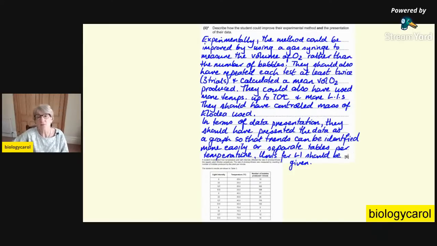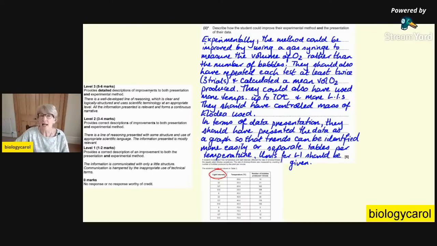In terms of data presentation, they should have presented the data as a graph. That seemed most obvious. I probably should have said line graph, actually. Should I have said line graph? Not with only 4 points for each light intensity. And so that trends could be identified. And possibly to use separate tables per temperature, so one table for 25 degrees C, one for 40, and one for 70. And also notice right at the end, units for light intensity weren't given, and they should have been.